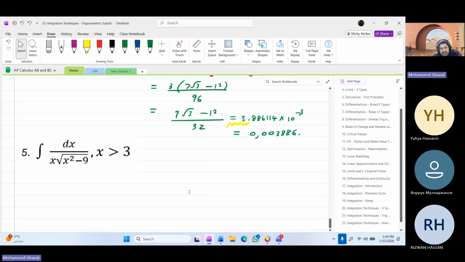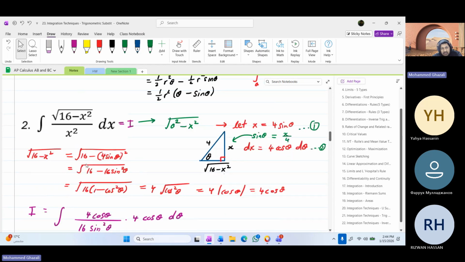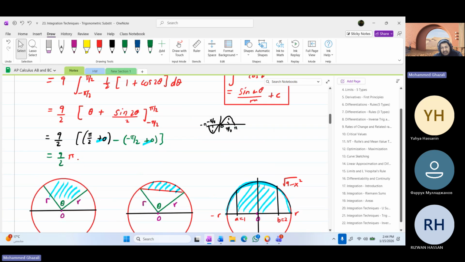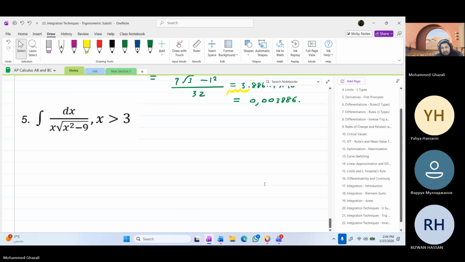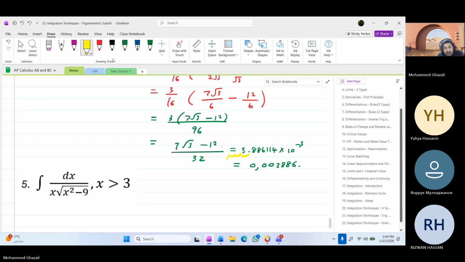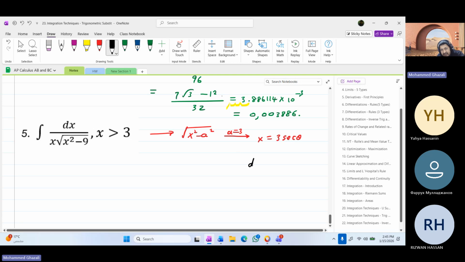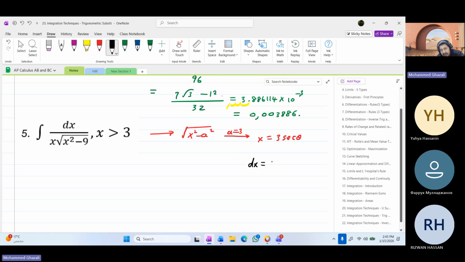Dx over. So this last form is the third form here, right? Where we have to use the a sec theta form, x squared minus a squared. So the value of a is 3 here, because 3 squared is 9. So when I say let x equal to 3 sec theta. Now what is the derivative of sec? Sec tan.